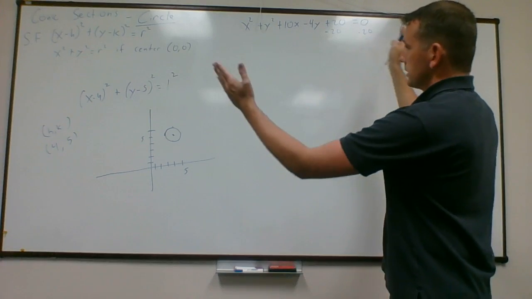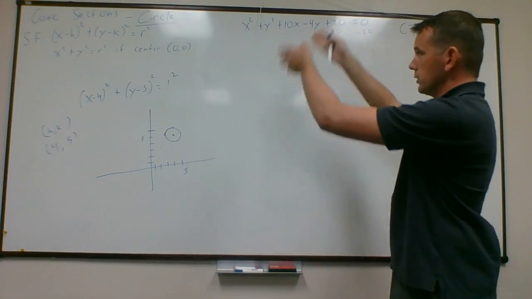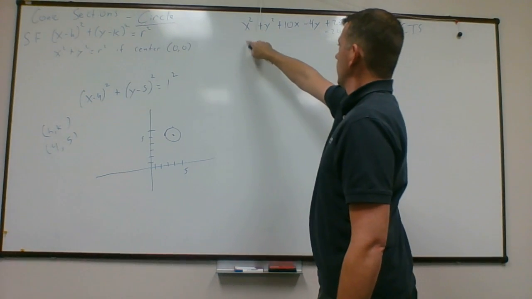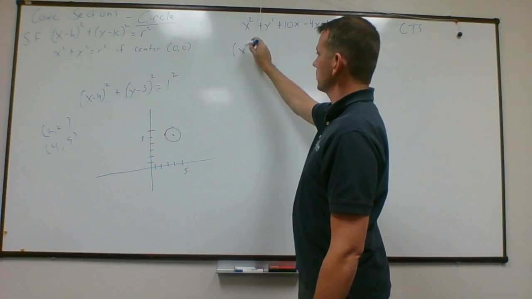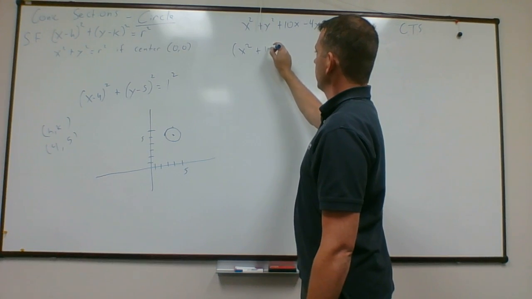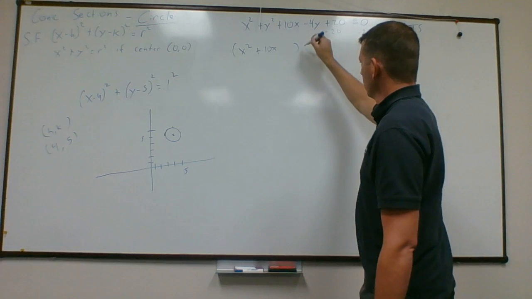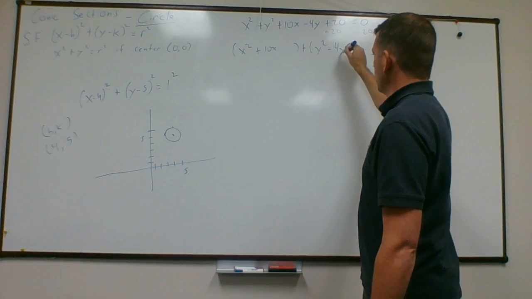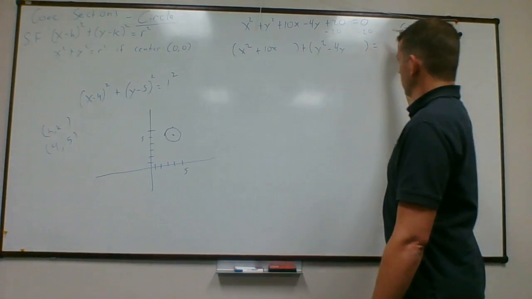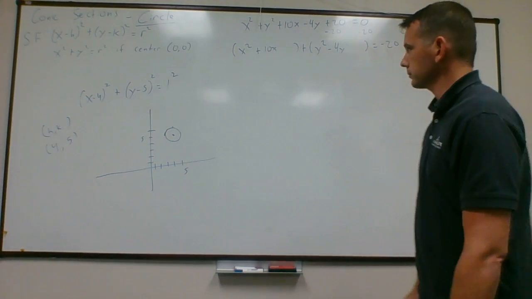Right, now key is I want all my common variables, my like variables together. So I'm going to rearrange it in this step. So I have a pair of x's. I'm going to rewrite those in parentheses. So I've got x squared and 10x, and I'm going to leave a little space. And for my other one, I've got y squared and negative 4y. I'm going to leave a little space. And my negative 20 to be off by its lonely self over here.